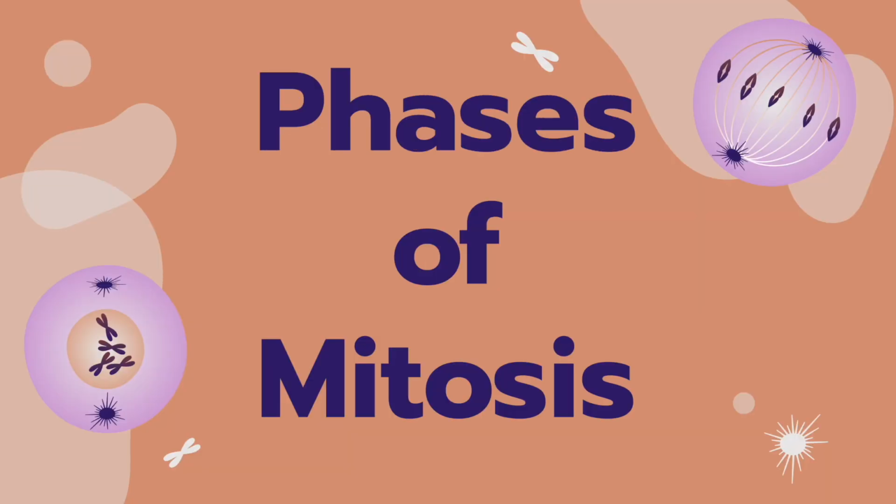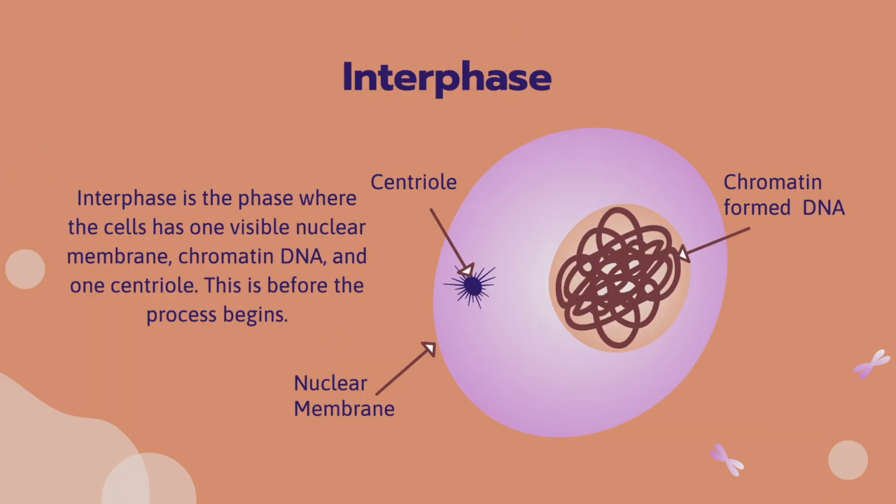Here are the phases of mitosis. First, we have interphase. Interphase is the phase where the cell has one visible nuclear membrane, chromatin DNA, and one centriole. This is before the whole process of mitosis begins. Here's the centriole. Here is the chromatin-formed DNA, and here is the nuclear membrane.